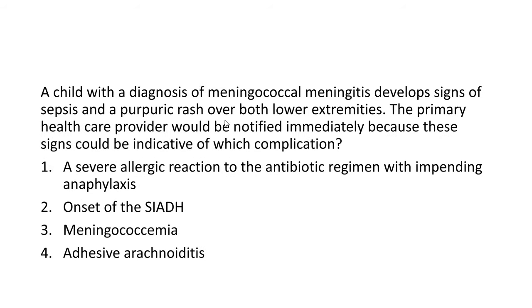All right, so we have another one, meningococcal meningitis. The patient develops signs of sepsis and a purpuric rash over the lower extremities. So they already have meningitis, but now they develop this rash. So a primary healthcare provider would be notified immediately because this rash is indicative of which complication? It's only one answer.